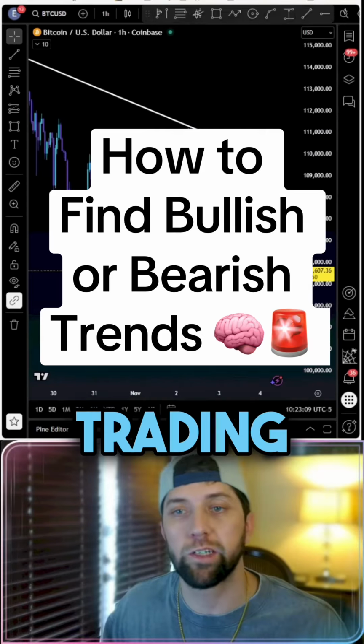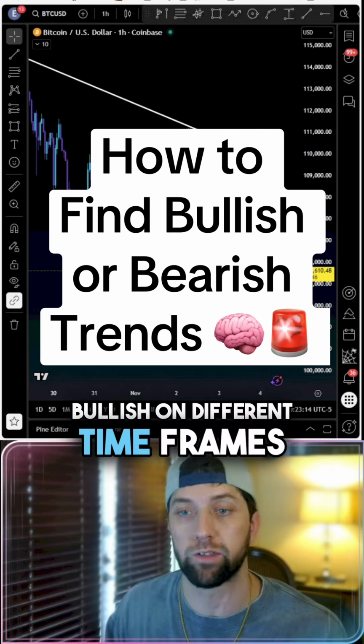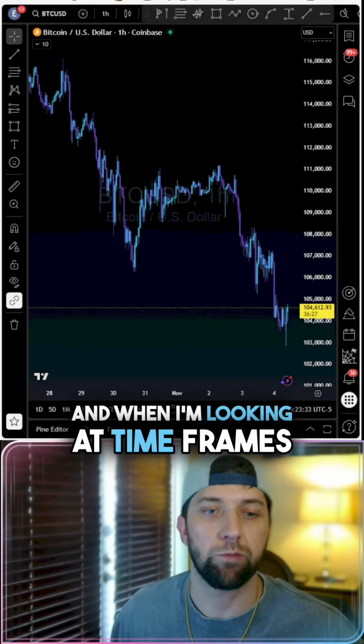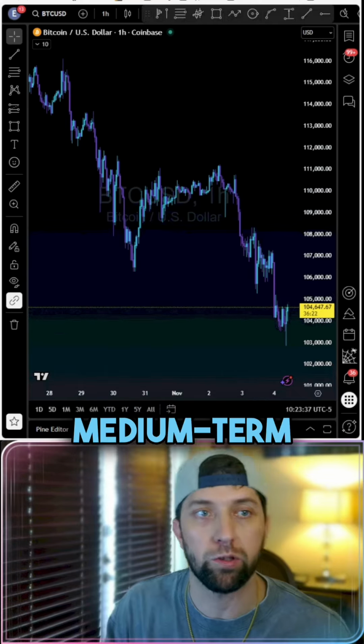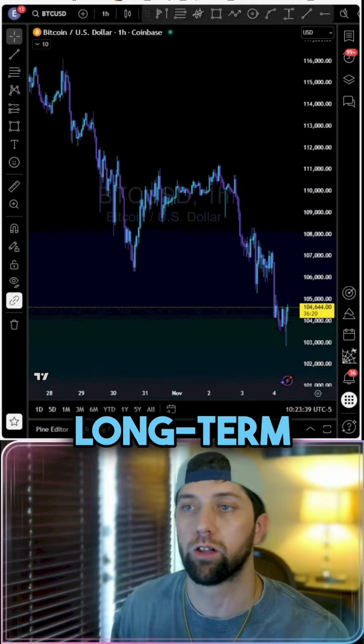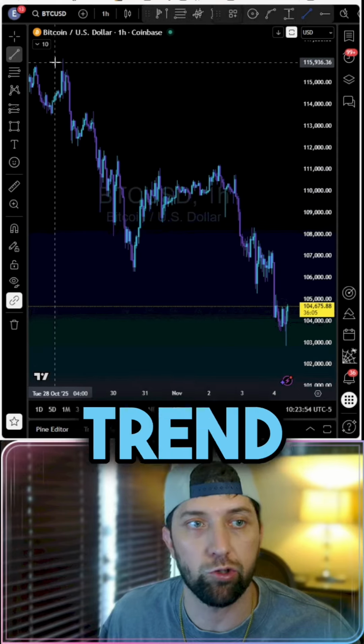If you're new to trading, I want to teach you how to find out whether the trend is going to be bearish or bullish on different time frames. And when I'm looking at time frames, I like to break it down into three easy categories. The short term being the hourly chart, the medium term being the 4-hour chart, and the long term being the daily chart.